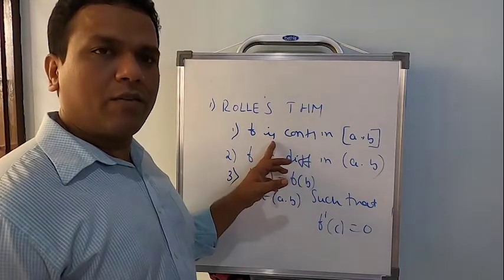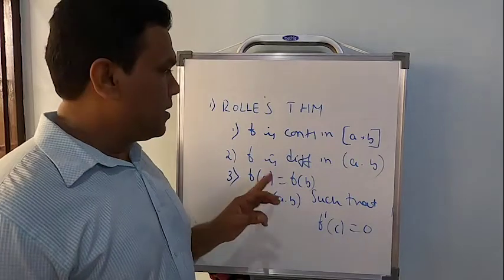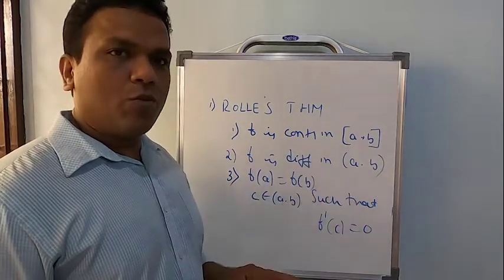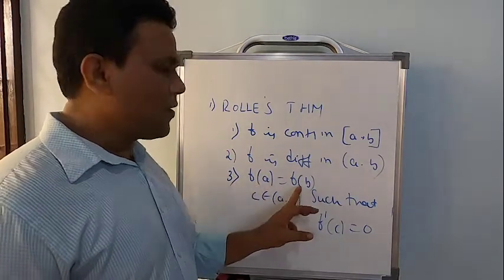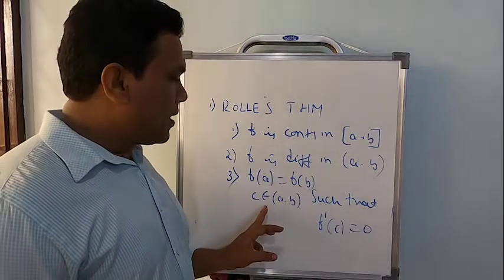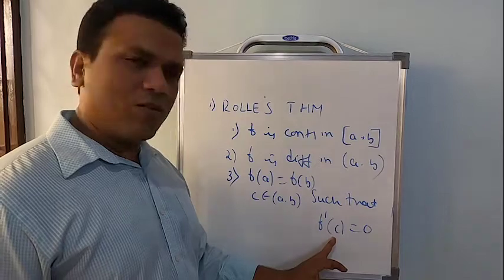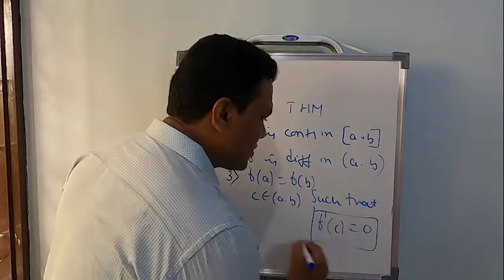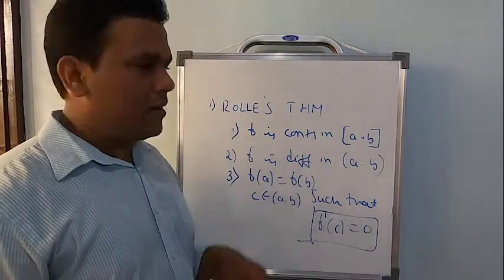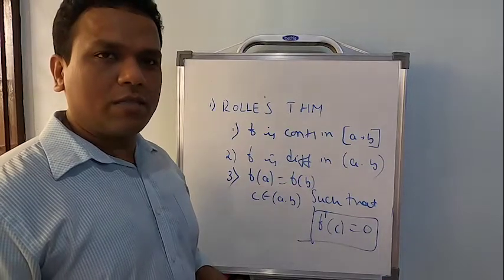First thing, check whether the given function is continuous in the closed interval, f is differentiable in the open interval, and next check f of a equal to f of b. And the last thing, you have to find out the value of c by stating f dash of c equal to 0. This is the stage where differentiation is involved. So that's the statement based on Rolle's theorem.